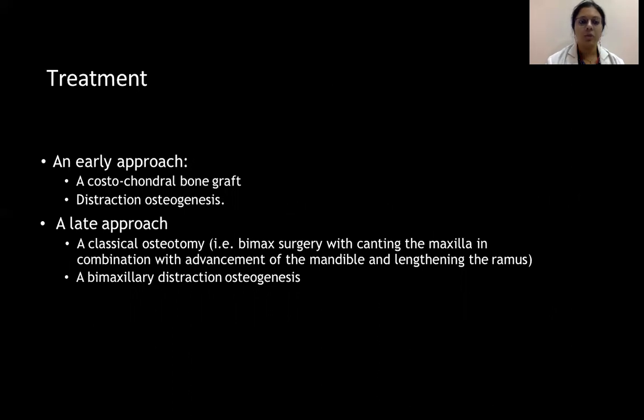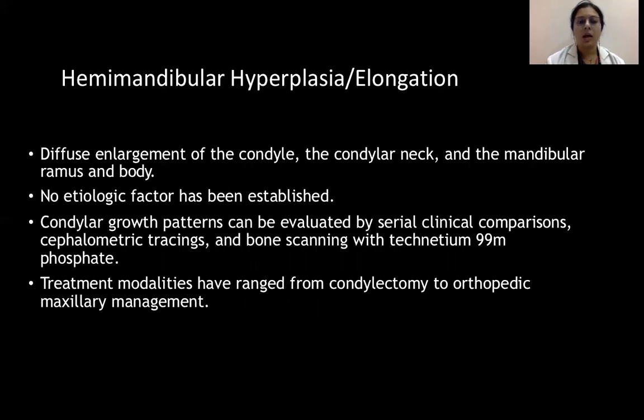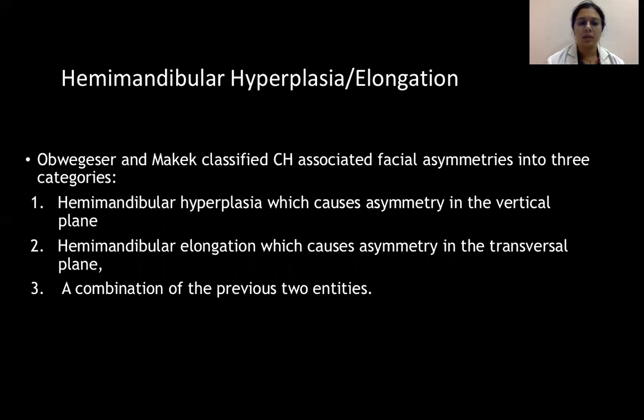Treatment, early approach: a costochondral bone graft or distraction osteogenesis; late approach, classical osteotomy with advancement of the mandible and lengthening of the ramus, or bimaxillary distraction osteogenesis. Hemimandibular hyperplasia or elongation: diffuse enlargement of the condyle, the condylar neck, and the mandibular ramus and body. No etiological factor has been established. Condylar growth patterns can be evaluated by serial clinical comparisons, cephalometric tracings, and bone scanning. Treatment modalities have ranged from condylectomy to orthopedic maxillary management.